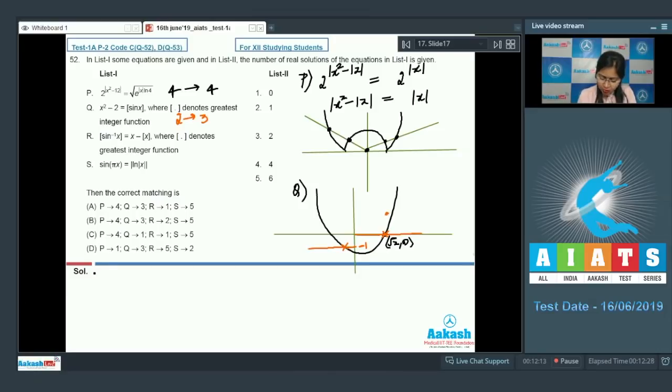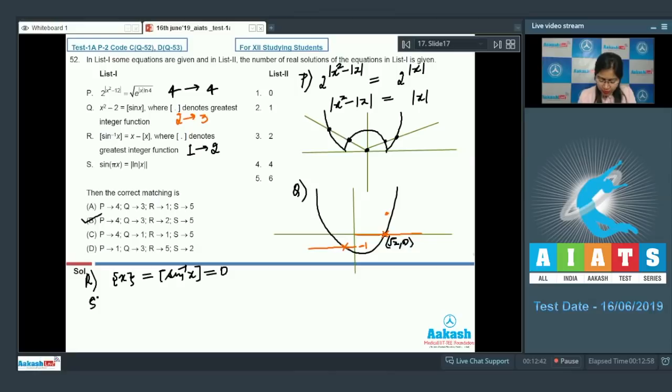Now let's talk about option R, which says that the greatest integer of sin inverse x is equal to the fractional part of x, right? This is a very simple question. Now when both are equal to 0, which means that x equal to 0 is the only solution. So the number of solutions will be 1, that is option number 2 is the correct choice. So option B is the correct answer if we look at these 3 options.